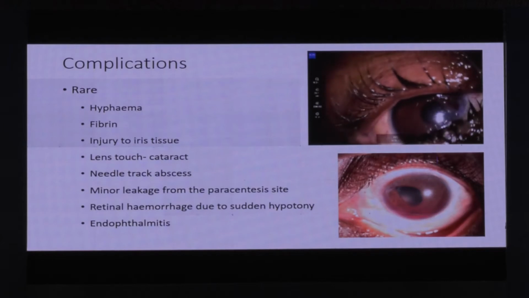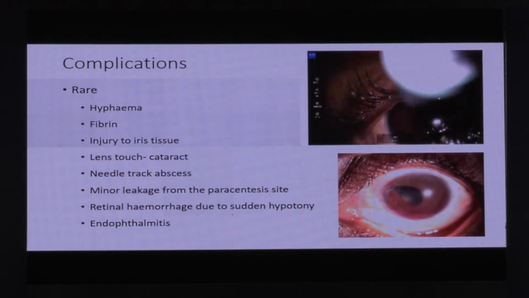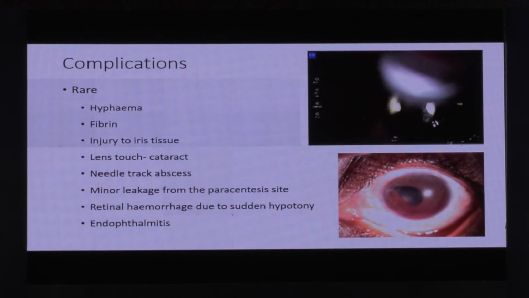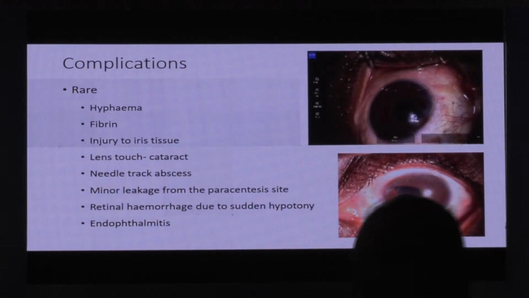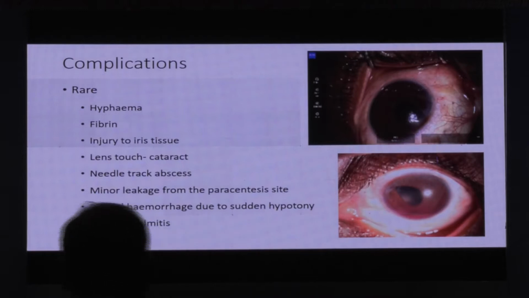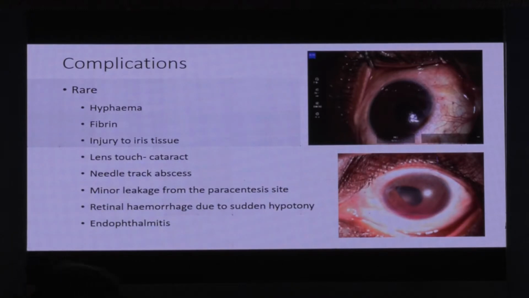You can see fibrin. You can have an injury to the iris tissue, especially if the anterior chamber is very shallow. You can have a lens touch. So you need to be a little careful. If it is done under aseptic precautions, a needle track abscess is very rare, but you can have it. Sometimes if the angle is not okay when you enter, you can have minor leakage from the paracentesis site. And in patients who have very high pressures, when you tap these eyes, you can have a sudden hypotony and you can have retinal hemorrhages. And this is a very, very rare complication which can occur.